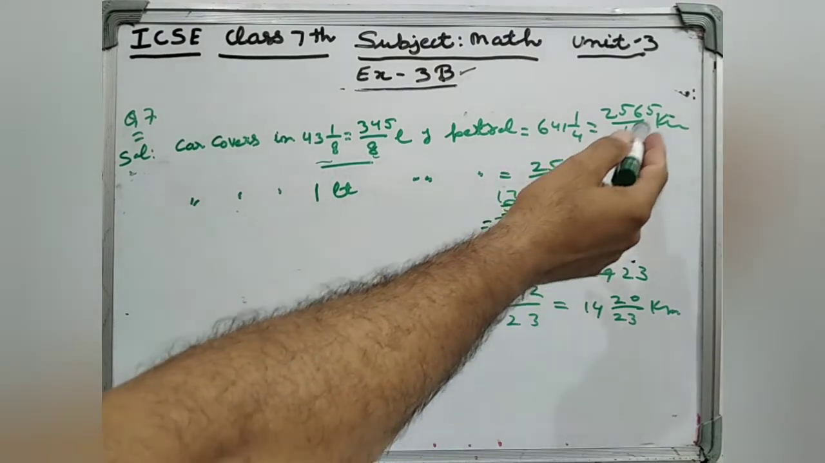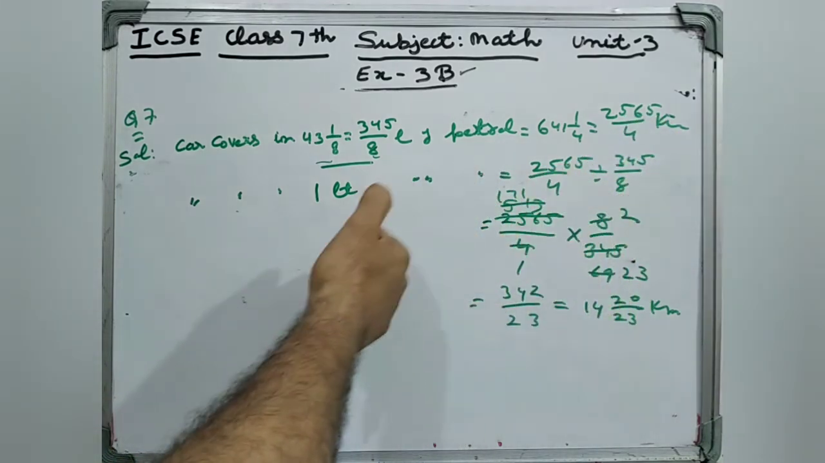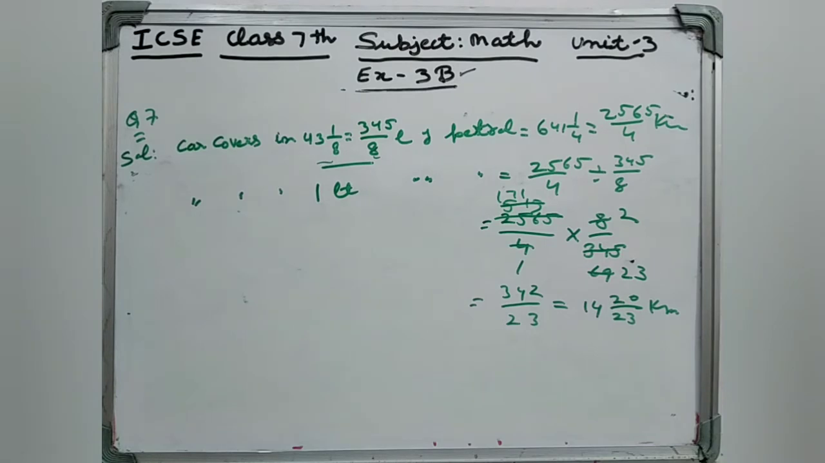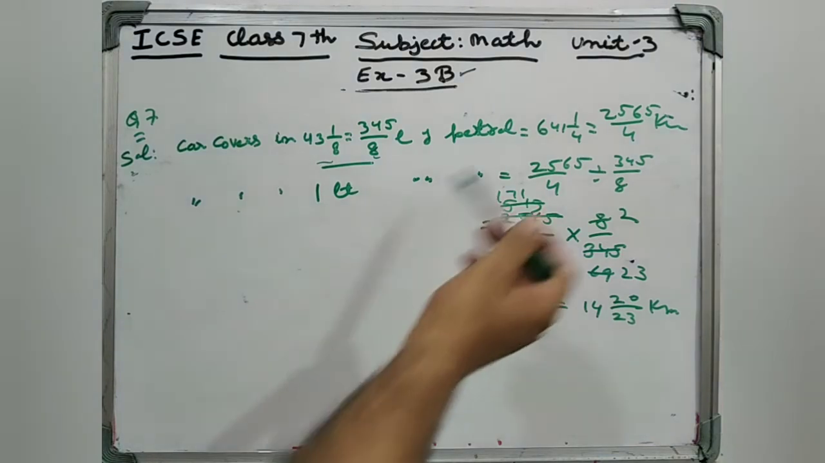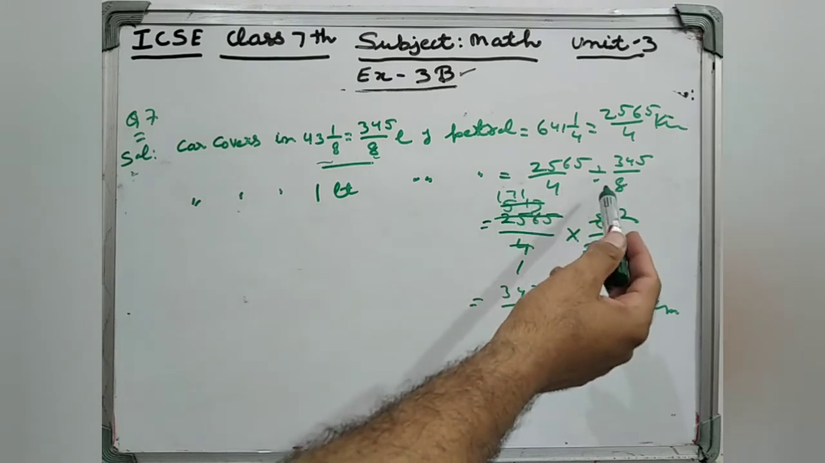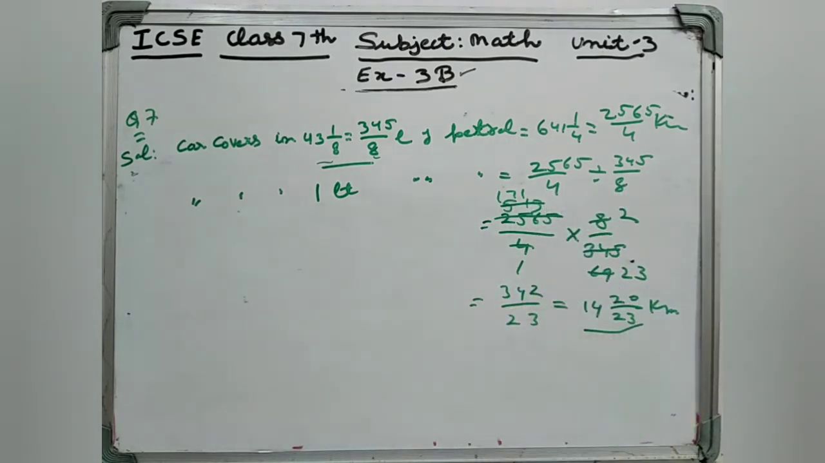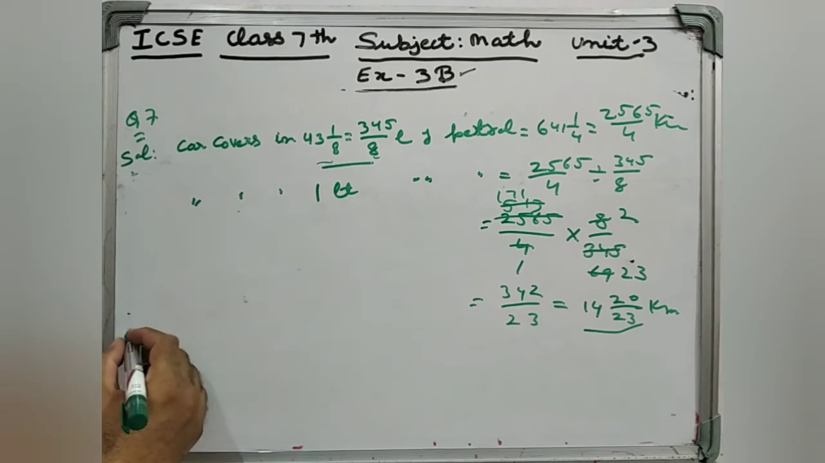Per liter of petrol, that much kilometers. More petrol, more mileage, more kilometers. Less petrol, less kilometers. For less, we have to divide. After dividing, our result will be this, right? Now we will move on to question number 8.